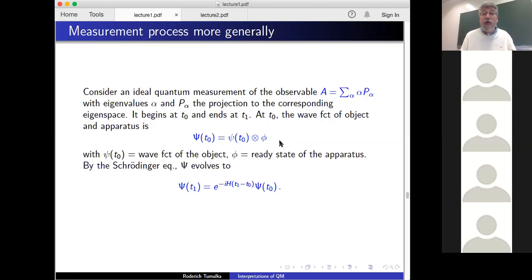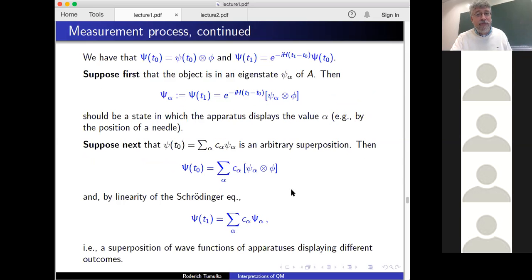Now the full wave function evolves according to the Schrödinger equation. So I wrote it down. Okay, good. So that's the Schrödinger equation in 3 times 10 to the 23 variables, or more than that. Good. So I copied it again here. The initial wave function of the measurement process is this product, and the final one is whatever this product evolves to under the Schrödinger evolution.